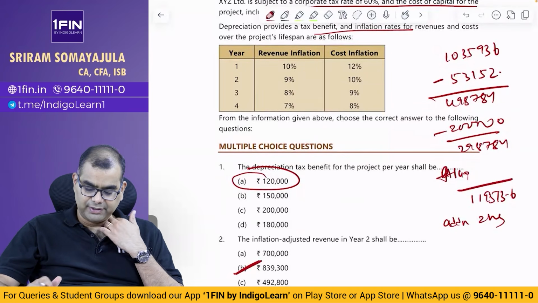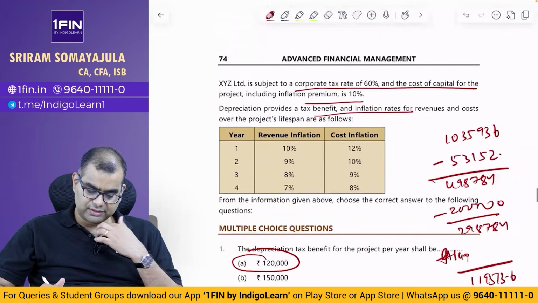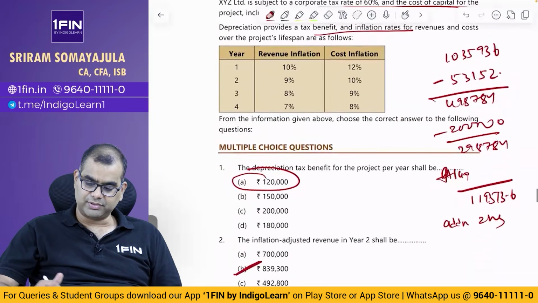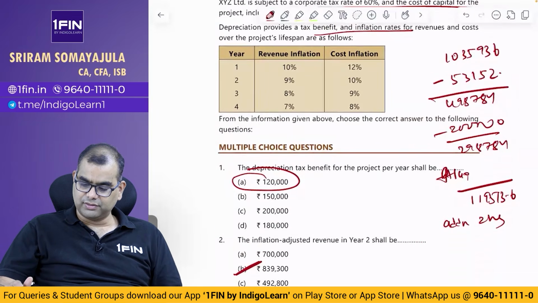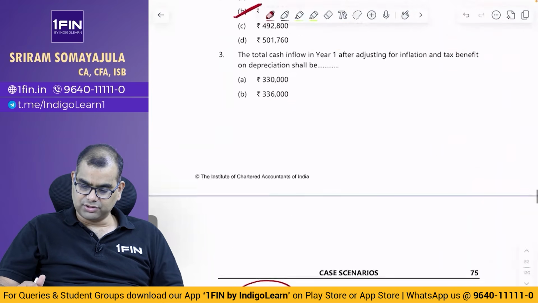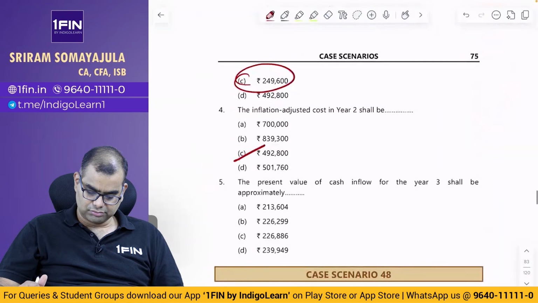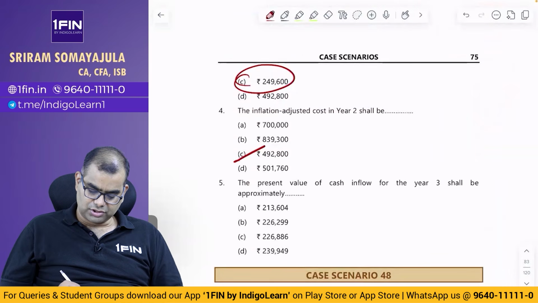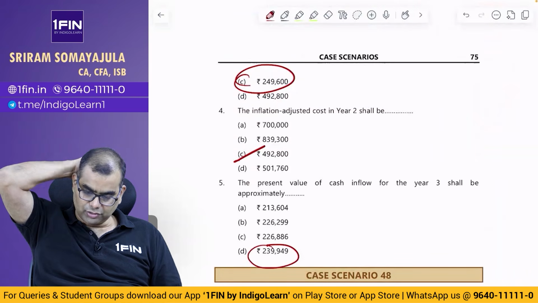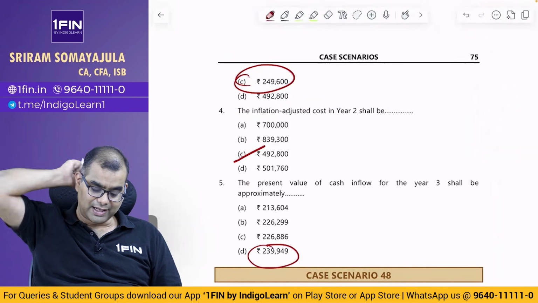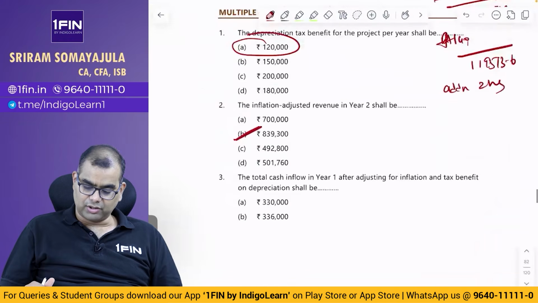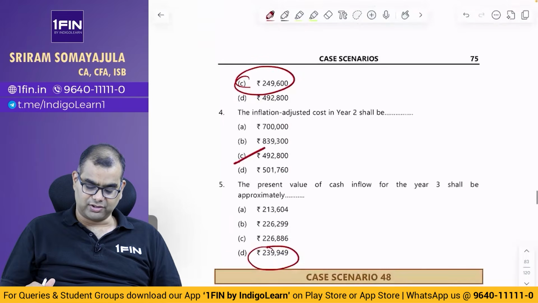This you need to present value at the cost of capital of 10%, divided by 1.1 cubed. 240055. This looks closest to that. 240055. I did everything directly on the calculator. I didn't do any rounding off of numbers. So probably which is why I got a different answer.